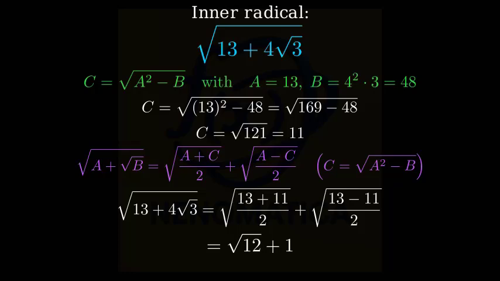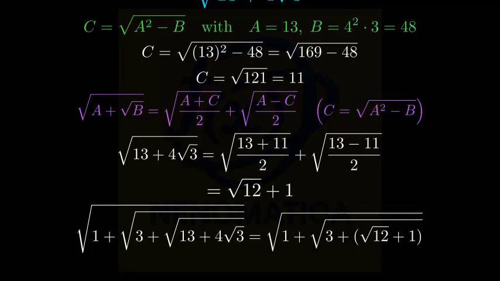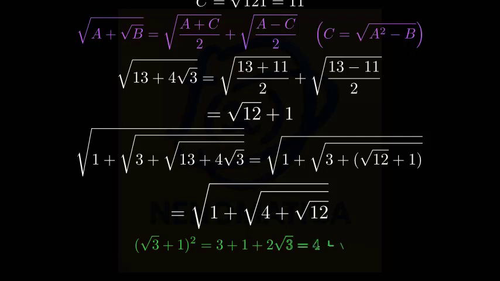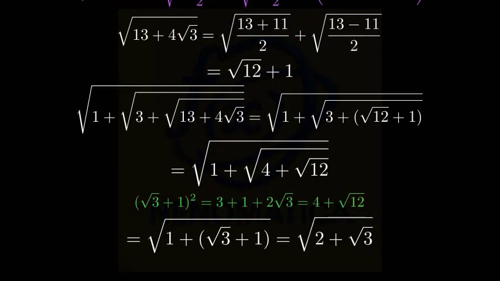Step 3. Substitute this result back into the middle radical. We get the square root of 1 plus the square root of 3 plus the quantity square root 12 plus 1. Combine the 3 and the 1 to make 4. That becomes the square root of 1 plus the square root of 4 plus square root 12. Step 4. Notice that the square root of 4 plus square root 12 equals square root 3 plus 1, because the square of square root 3 plus 1 is 3 plus 1 plus 2 times square root 3, which is 4 plus square root 12. Therefore, the expression becomes the square root of 1 plus the quantity square root 3 plus 1, which is the square root of 2 plus square root 3.